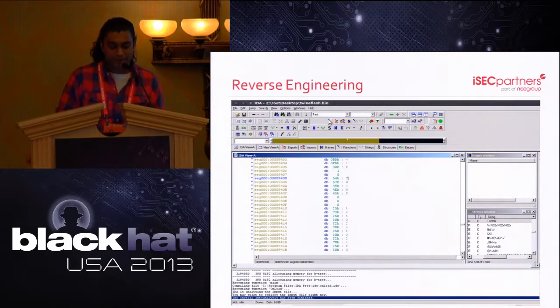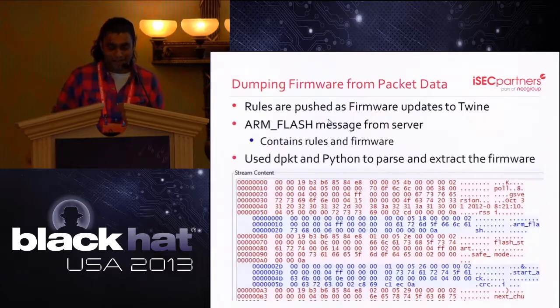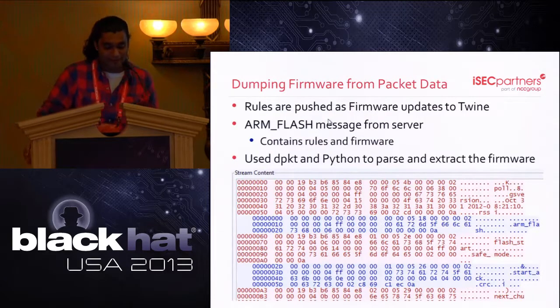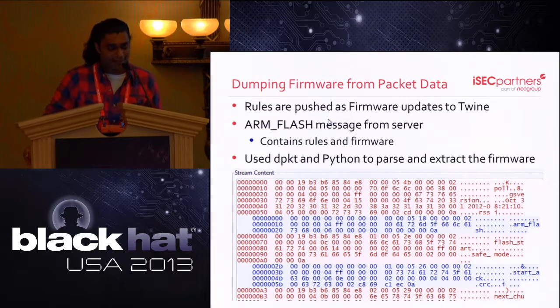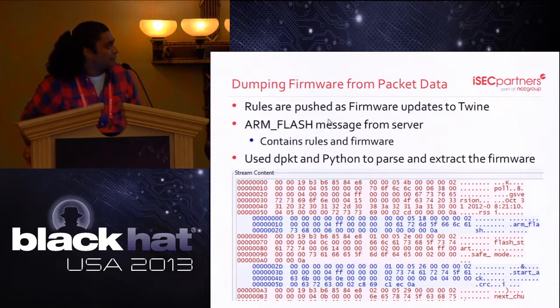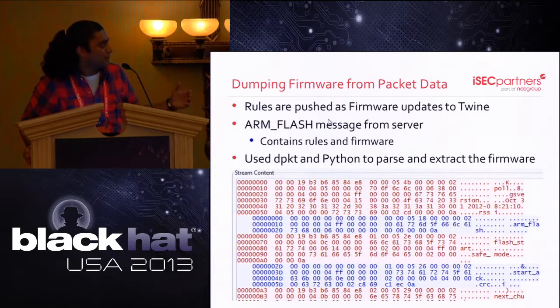There is another firmware that you can dump as well, and that's through the packet capture. So John mentioned that there are 2 types of updates that are sent down to Twine itself. One is a hardware update for the system on a chip, and the other is the firmware that's pushed down to Twine when you make an update to the rule sets. And so this screenshot is a packet capture of the firmware being pushed down to Twine.